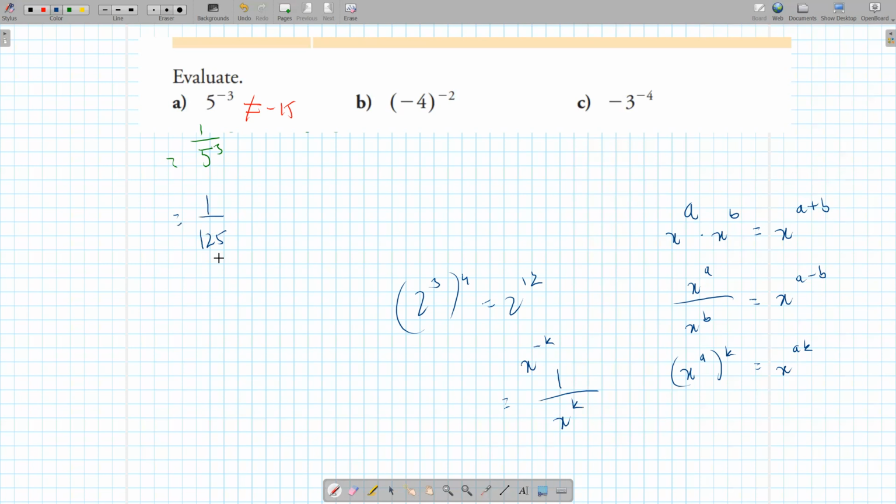Cool? What is negative 4 to the power negative 2? What do we do here? You put it in the denominator again? Yeah, you put it in the denominator. So the bracket is going to go with it, okay? Like that.